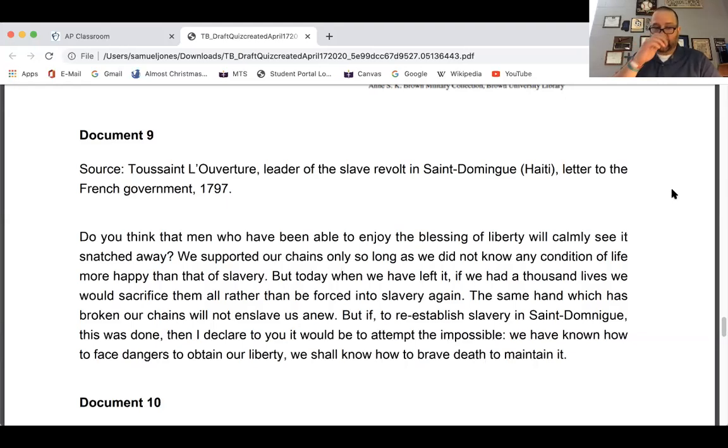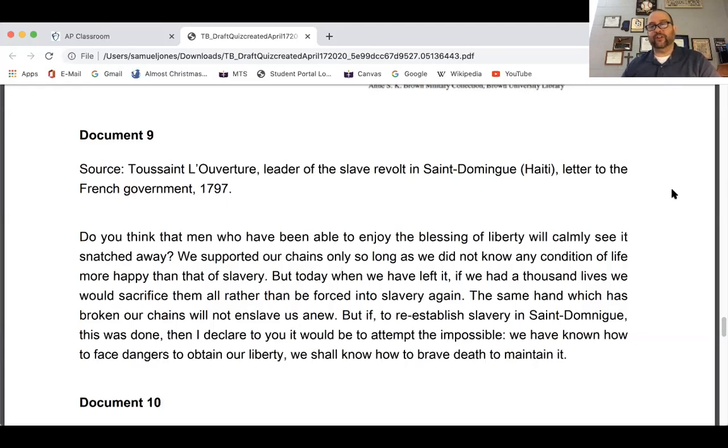The same hand which has broken our chains will not enslave us anew. But if, to reestablish slavery in San Domingue, this was done, then I declare to you it would be attempting the impossible. We have known how to face dangers to obtain our liberty. We shall know how to brave death to maintain it.